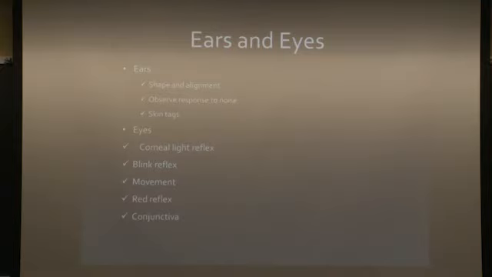So the blink reflex should happen when a light is shined into the eyes and then the infant blinks. Movement of eyes should be symmetrical, and check for a red reflex, and that's the red color seen when a light is shined into the eyes. Lack of this may indicate cataracts. Conjunctiva is inspected for redness, and this can indicate infection from STIs such as gonorrhea or chlamydia.